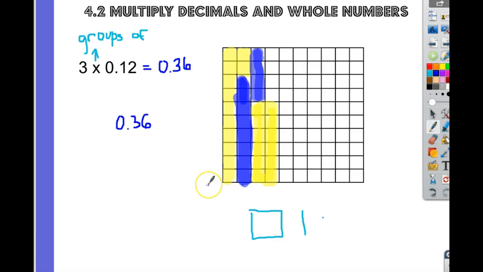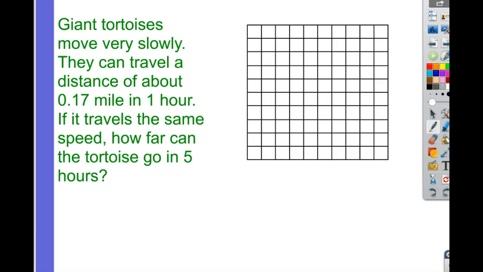Okay, so that is how you can use base 10 blocks to multiply decimals. Now, on the test, as you know, there are going to be a lot of word problems. So the next problem we're going to look at is a word problem, and we're going to use another flat to answer this. All right, let's read through our question carefully before we answer it.